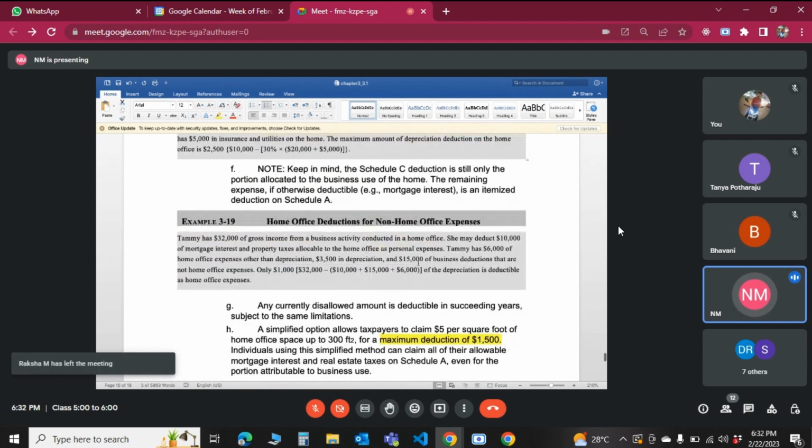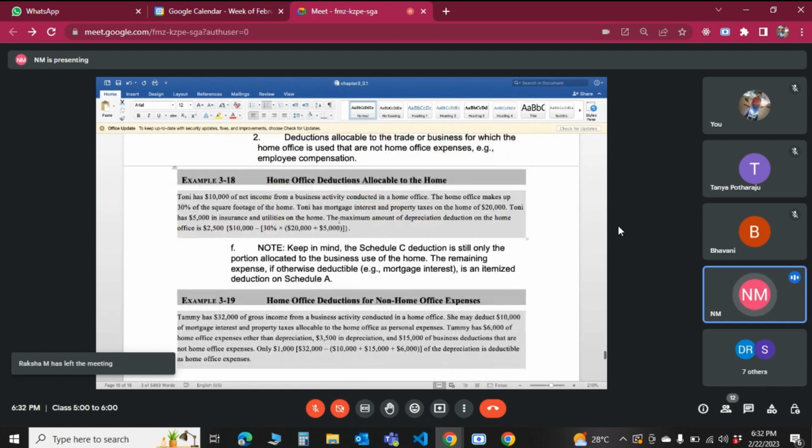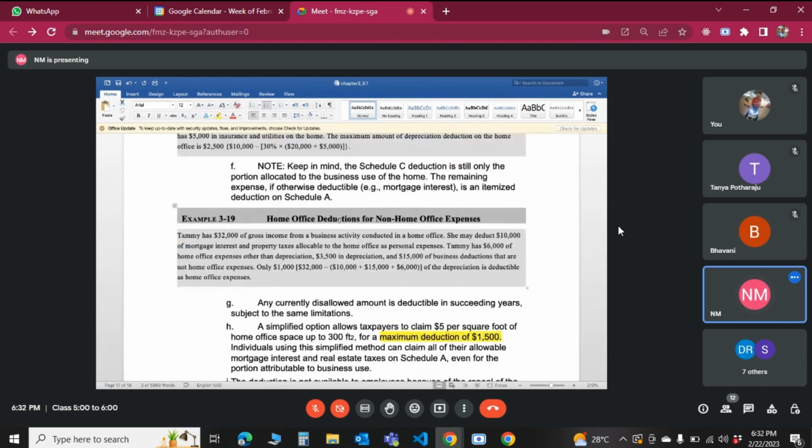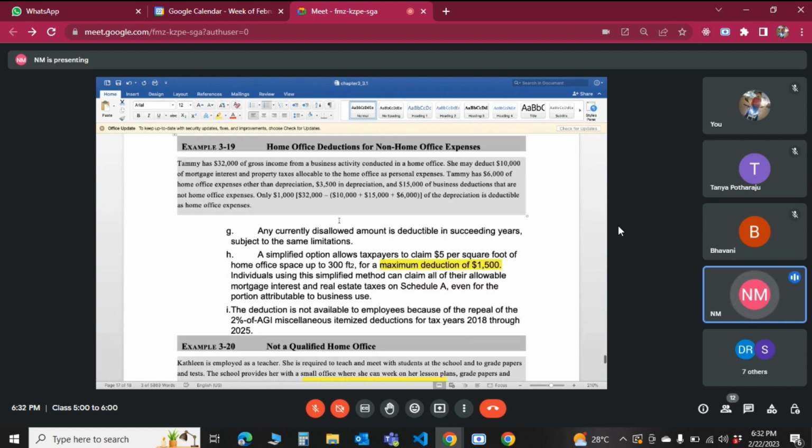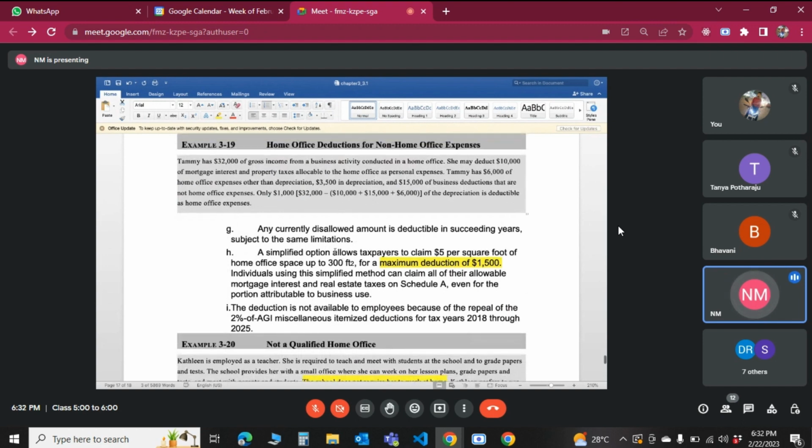Then we will go over what deductions can be allowed and what not. But there is something we should all know, called the simplified safe harbor method. Tanya, you are an expert on that. Can you explain what the simplified safe harbor method is when we're talking about home office expense, and how can one use that?